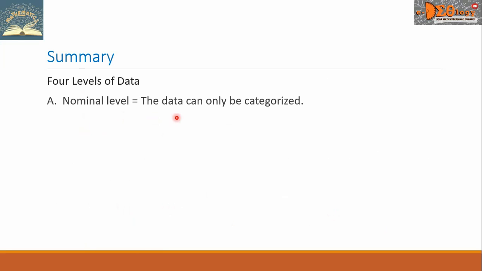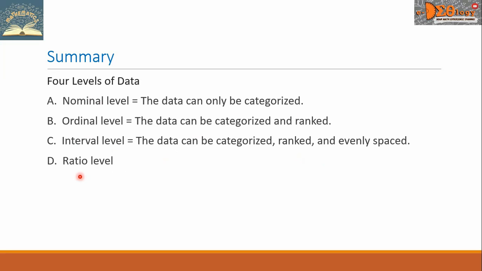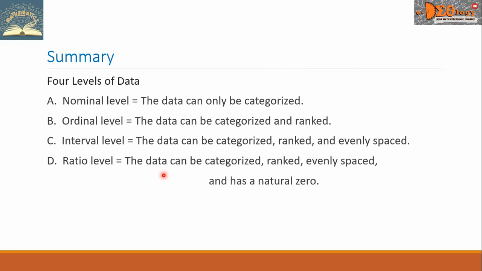To summarize, today we studied four levels of data. The first level is nominal level. We say that the data can only be categorized. The second level is ordinal level. The data can be categorized and ranked. The third level is interval level. In here, the data can be categorized, ranked, and evenly spaced. The last level is ratio level. The data can be categorized, ranked, evenly spaced, and has a natural zero.